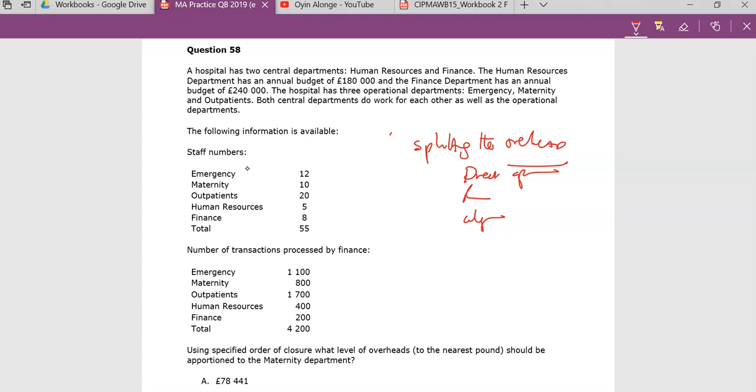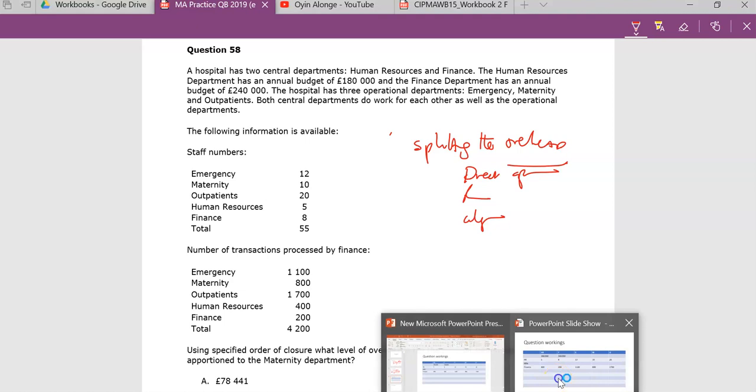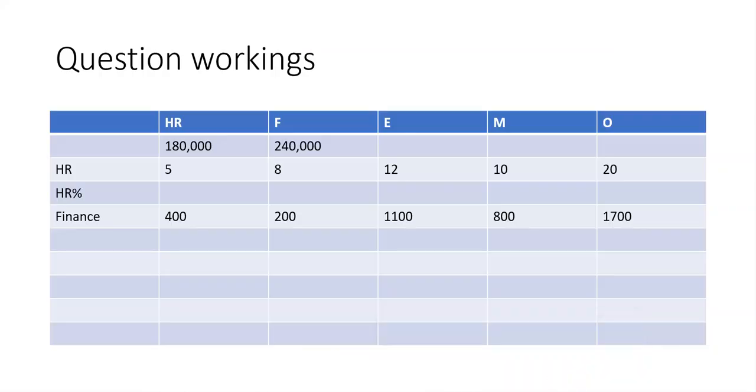It's slightly interesting in terms of just watching how we do it. So let's do the question so we can see what's going on here. If you look in the question, it tells us that we have HR and we have finance. And the key point here is they both service each other. So the first question is, who do we get rid of first?